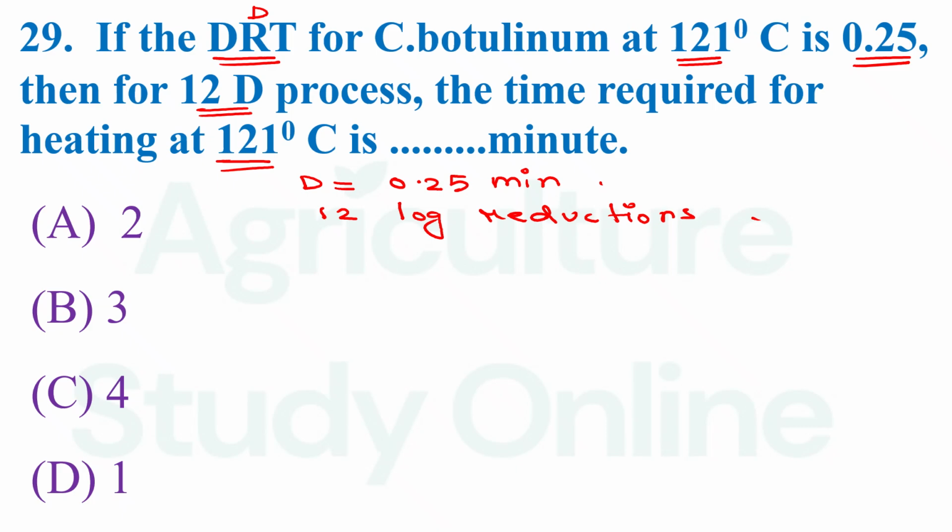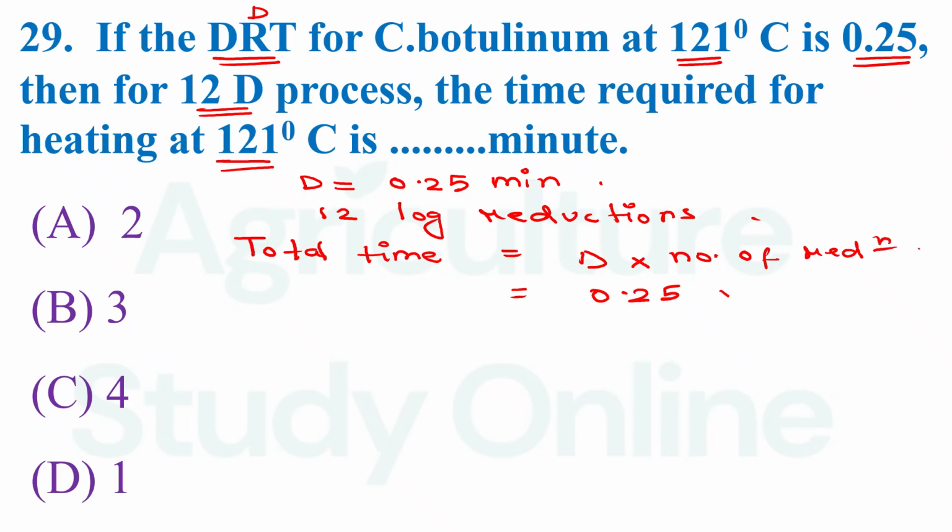So we can say that the total time will be the D value times the number of reductions. So D value is 0.25 and number of reductions is 12. So it is 3 minutes. So our correct option is 3 minutes.